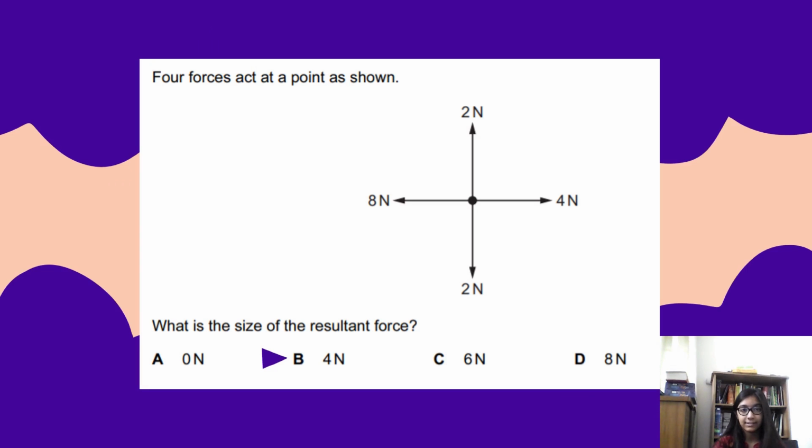Four forces act at a point as shown. What is the size of the resultant force? As the forces acting upwards and downwards are equal, they cancel each other out. And the 8 Newton force acting leftwards along with the 4 Newton acting towards the right side creates a resultant force of 4 Newton towards the left. So the correct answer is option B.